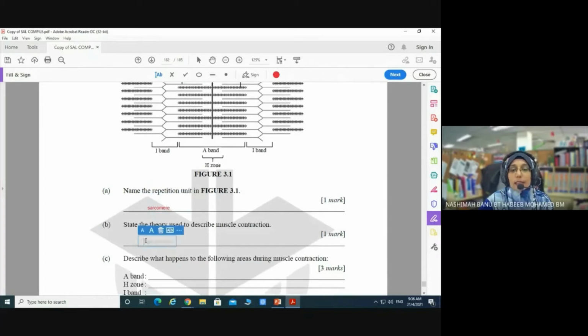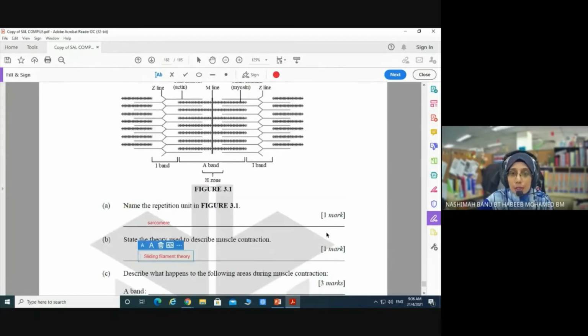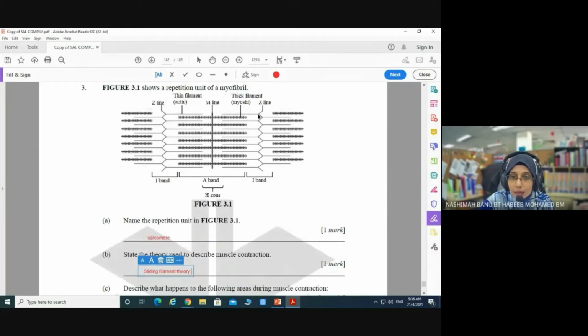Okay, state the theory used. If you recall back, it's the sliding filament theory. Okay, then describe what happened during muscle contraction. So if you look at here, this one is the thin filament and this one is the thick filament.